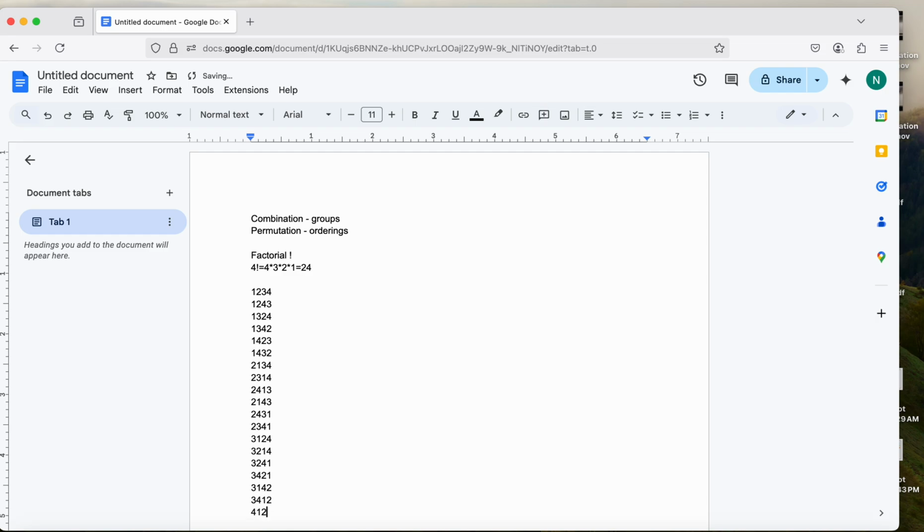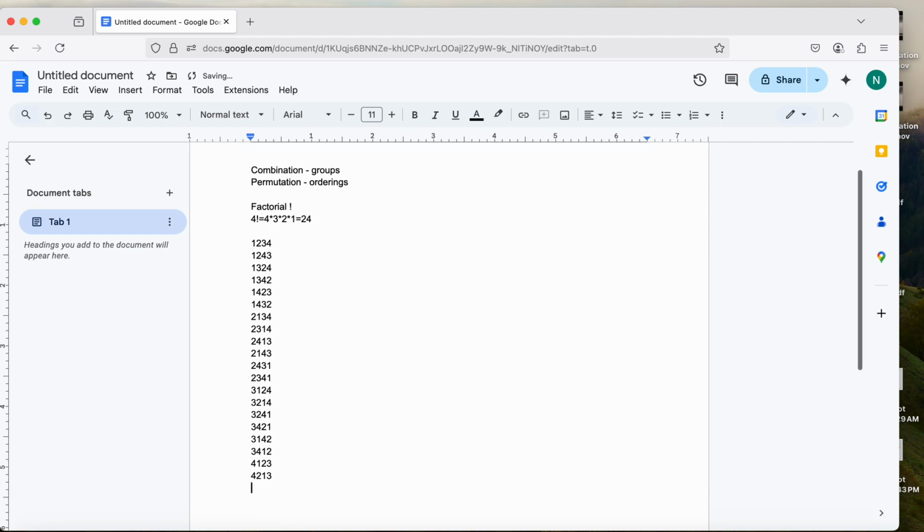So 4, 1, 2, 3, 4, 2, 1, 3, 4, 3, 1, 2, 4, 1, 3, 2, and then 4, 2, 3, 1, and then 4, 3, 2, 1. I think I've got them all listed, and I might have duplicated by accident, but hopefully I didn't. So there are 24 different orderings of 4 objects. There are 4 factorial orderings of 4 objects.